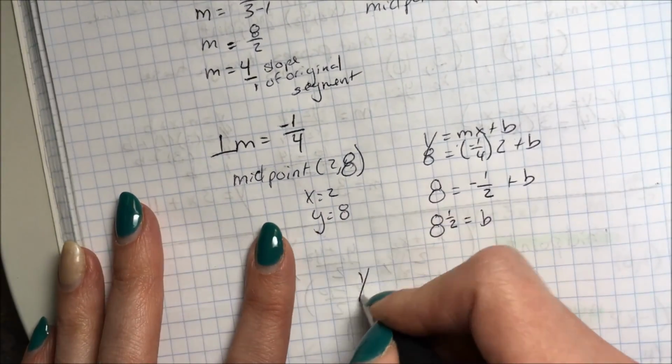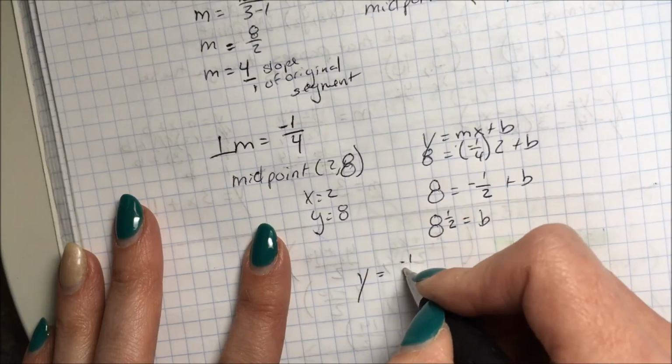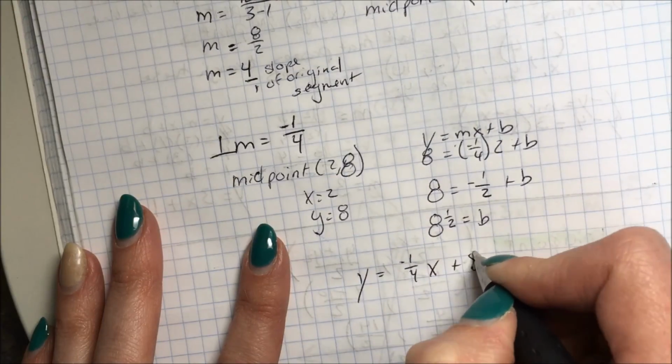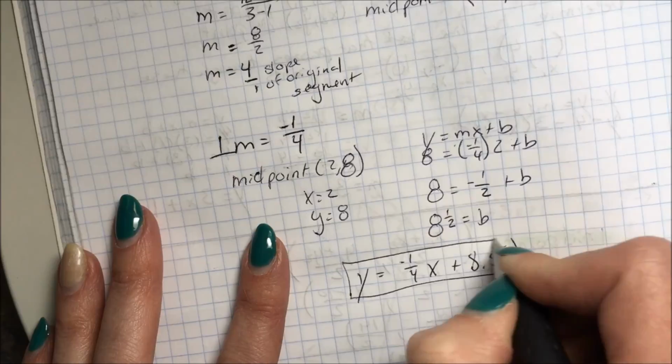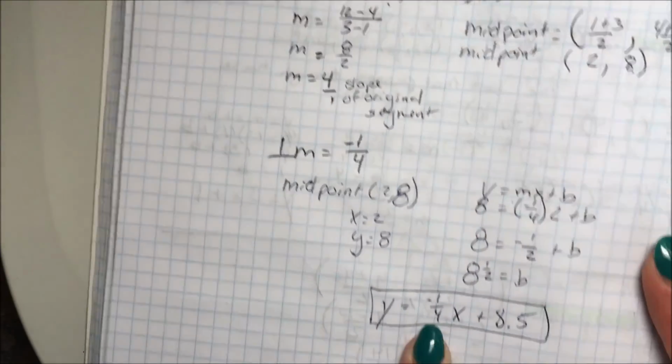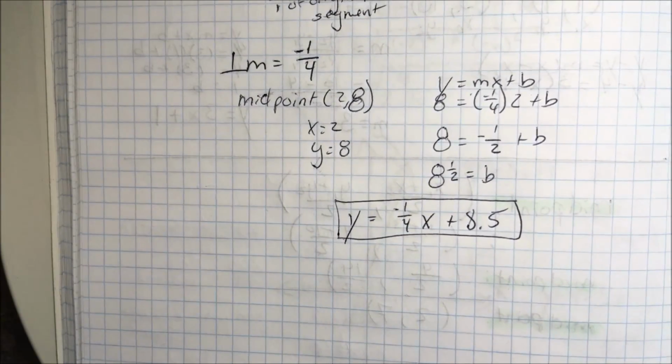So when I write the equation of my line, y equals negative 1/4 x plus 8.5. That is the perpendicular bisector between those two points. That's it.